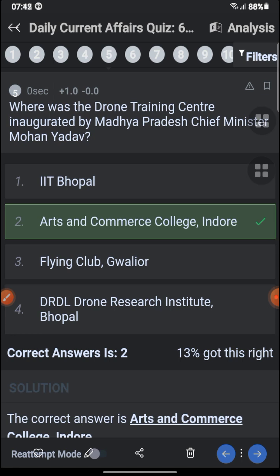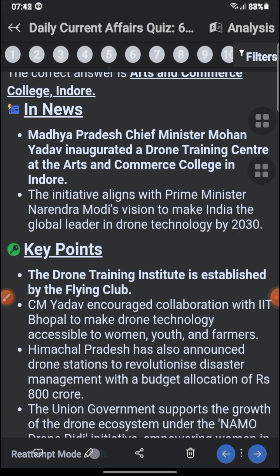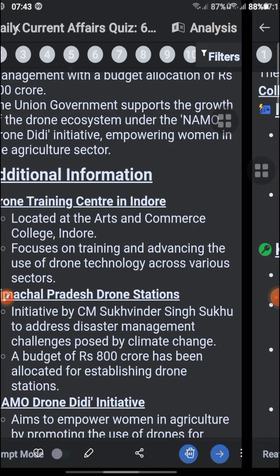Now next is, where was the drone training center inaugurated? So at Arts and Commerce College Indore, that drone training center was inaugurated. Madhya Pradesh Chief Minister Mohan Yadav inaugurated the drone training center. The initiative is aligned with Prime Minister Narendra Modi's vision to make India a global leader in drone technology. The Drone Training Institute established the Flying Club, inaugurated in collaboration with IIT Bhopal. And Himachal Pradesh has also announced a drone station to revolutionize disaster management.